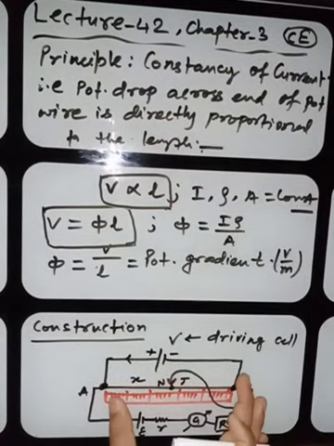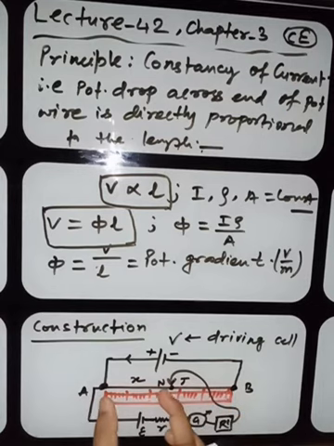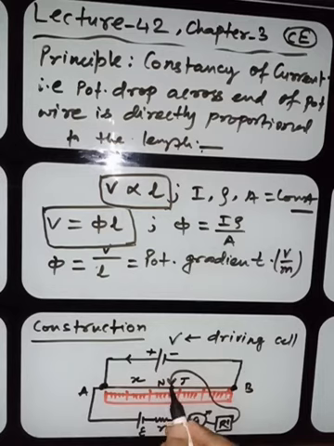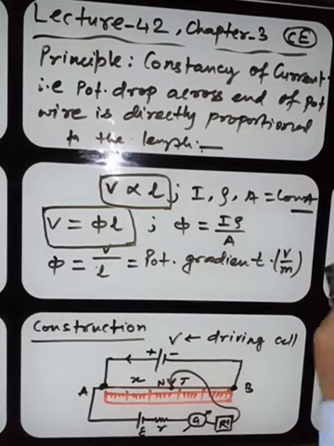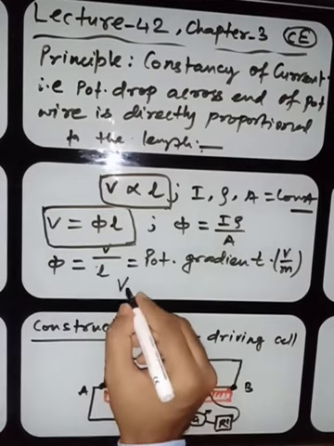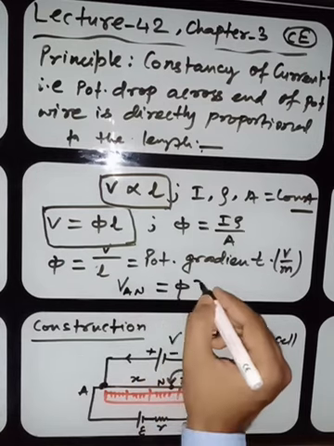How much potential drops across the wire? It is directly proportional to the length. It means across this whole wire the potential will be V, and across this part the potential will be how much? The potential will be directly proportional to X. The potential between A and N can be obtained by multiplying this phi with X. So I'm writing simply VAN equals phi times length. Very simple.